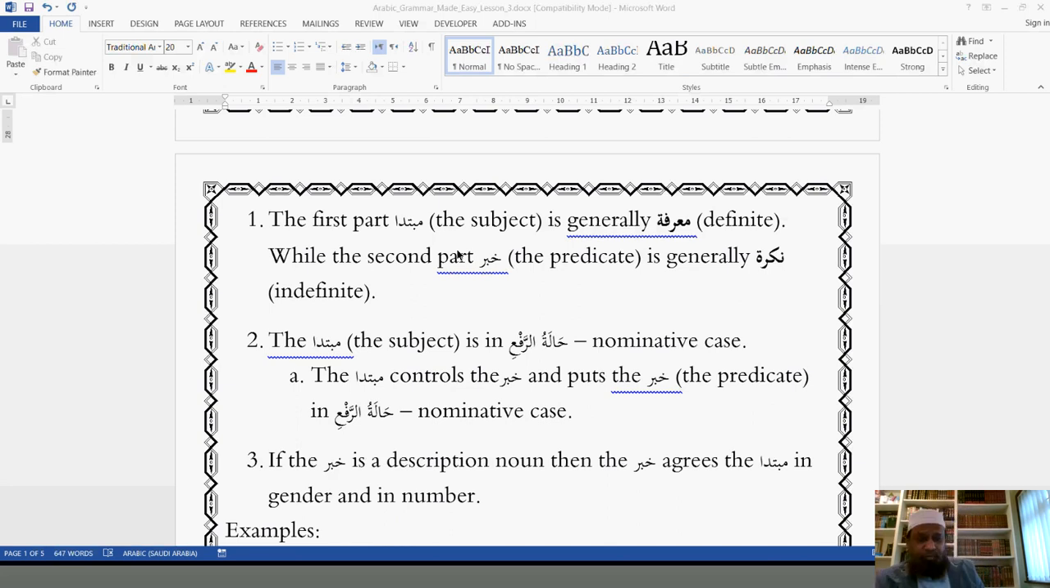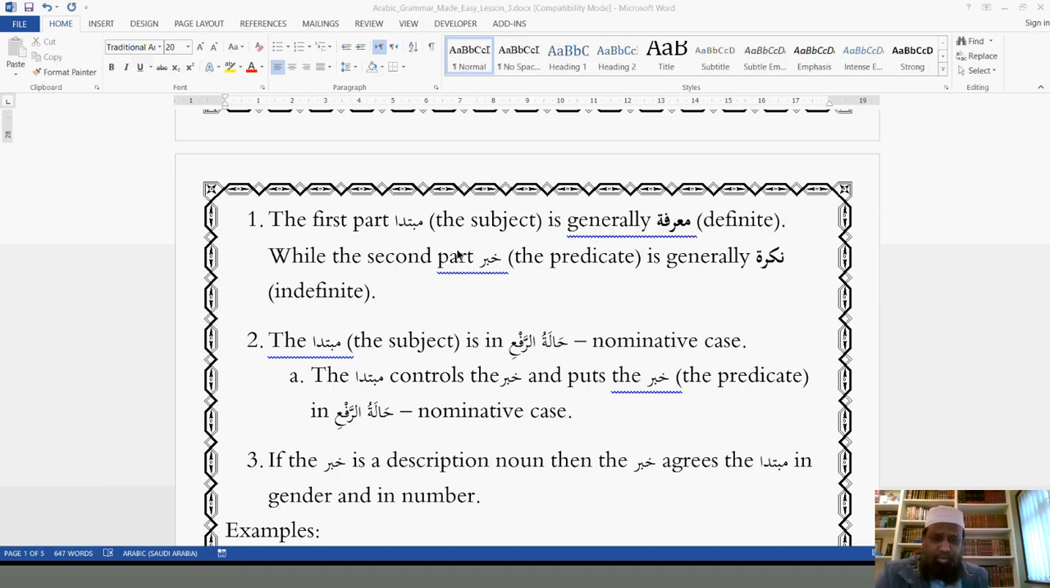Number one, the first part, Mubtada, is generally Ma'rifah, definite. So you cannot start Jumla Ismiya with an indefinite noun. So Mubtada is generally Ma'rifah. Sometimes it can be the other one, Nakira, but most of the time it is Ma'rifah.